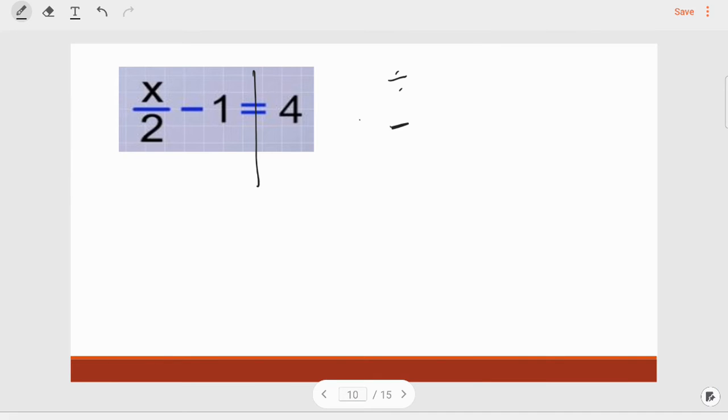Remember, I'm doing order of operations first, backwards. So I'm going to do subtraction and then the division. I'm going to get rid of the subtraction with addition, and I'm going to get rid of the division with multiplication. So here we go.